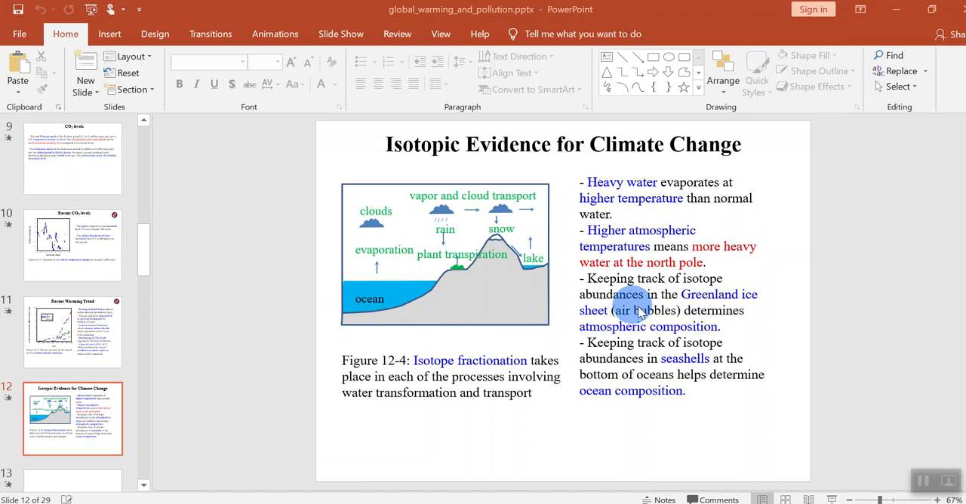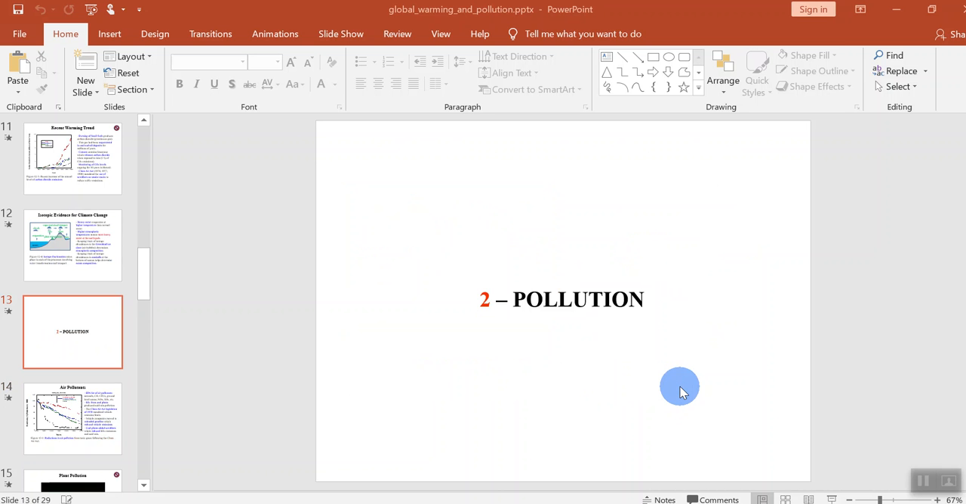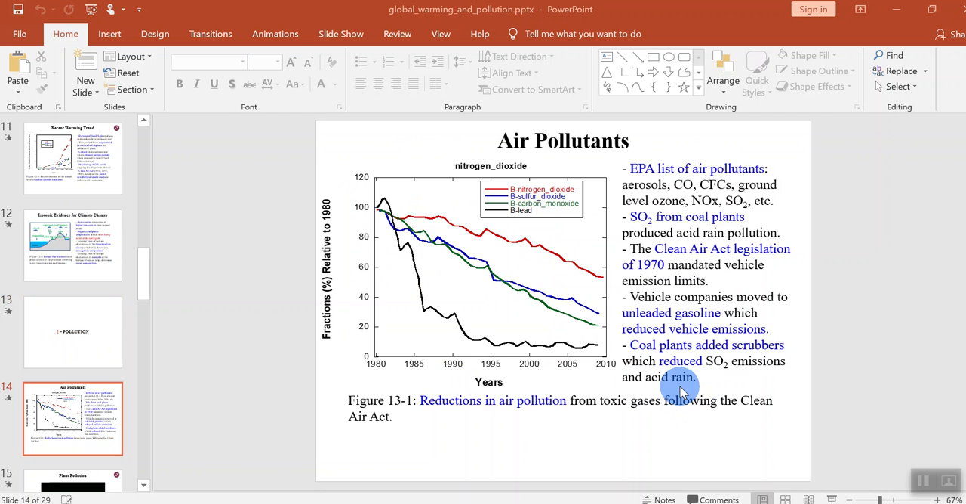Okay, this is North Pole, South Pole, they agree, and there is also ocean bottom core that contains seashells and so on. Gives us the carbon dioxide level in the ocean. So second topic is pollution.